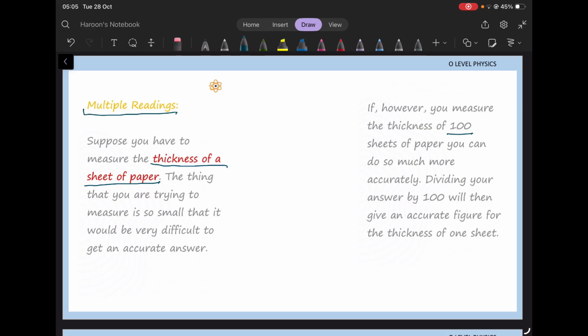You take, let's say, 100 papers all together, and you measure their length, all 100 combined. So, let's say I get 1.5 centimeters for 100 pages combined. Now, to find the accurate answer, I just take 1.5 and divide by 100. That will give me the thickness of just one sheet of paper. So this is the multiple readings concept. When we have readings which are extremely small, we take numerous readings together, and then we divide by the number of readings that we took, basically averaging out, and that gives us the final answer.